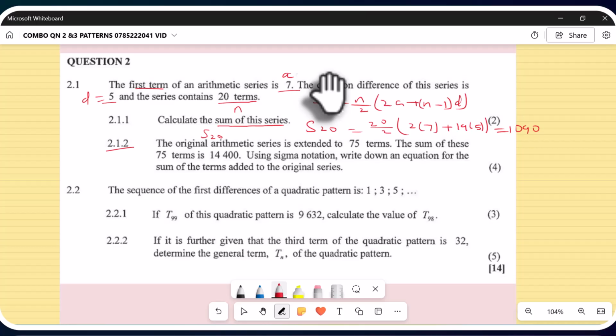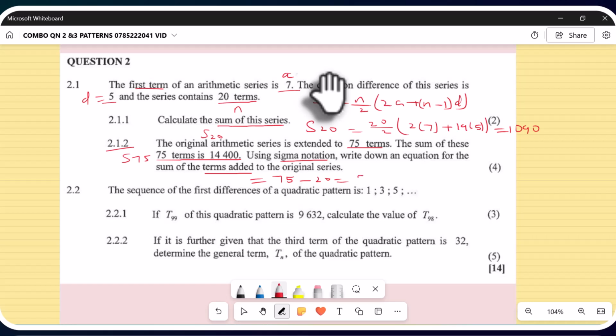Then question 2.1.2, they say the original arithmetic series is extended to 75 terms. So now there are 75 terms in total. The sum of these 75 terms is 14400, meaning S75 is 14400. Then they say, using sigma notation, write down an equation for the sum of the terms added to the original series. How many terms are added? We have 75 in total, and before there were only 20, so 75 minus 20 means we are adding 55 terms.